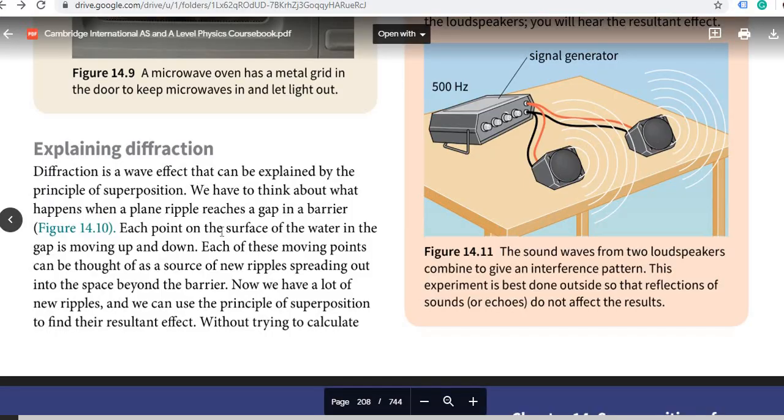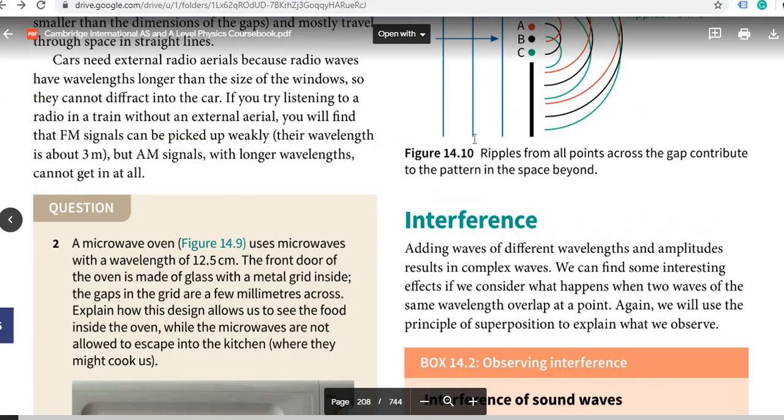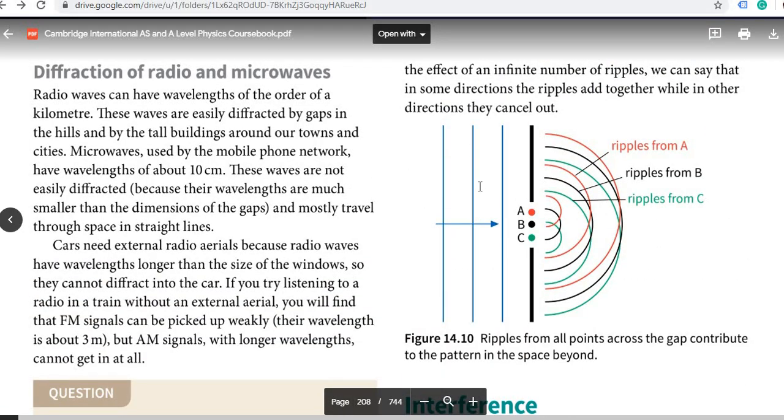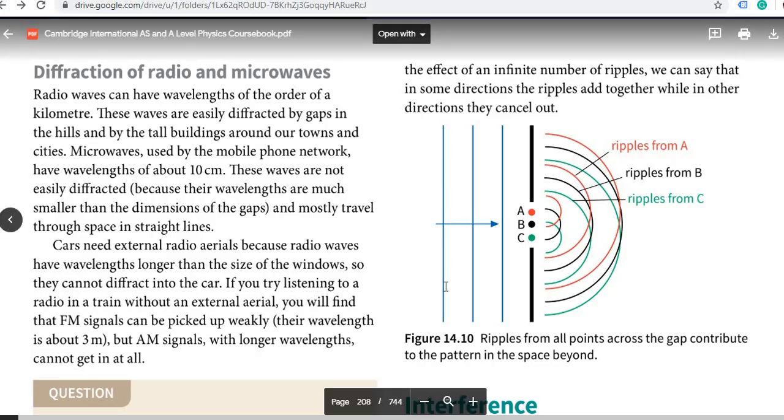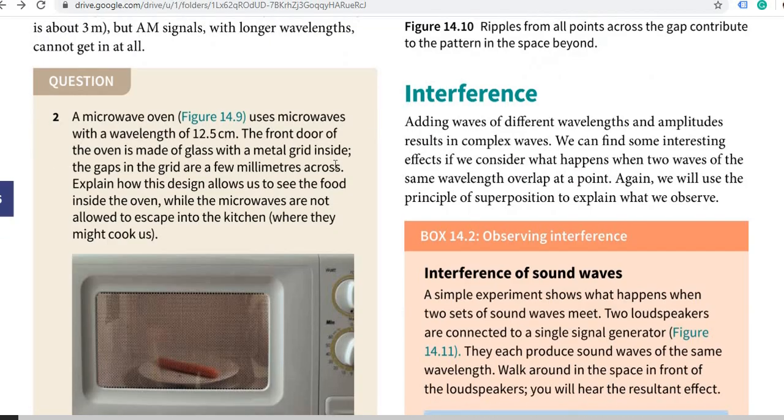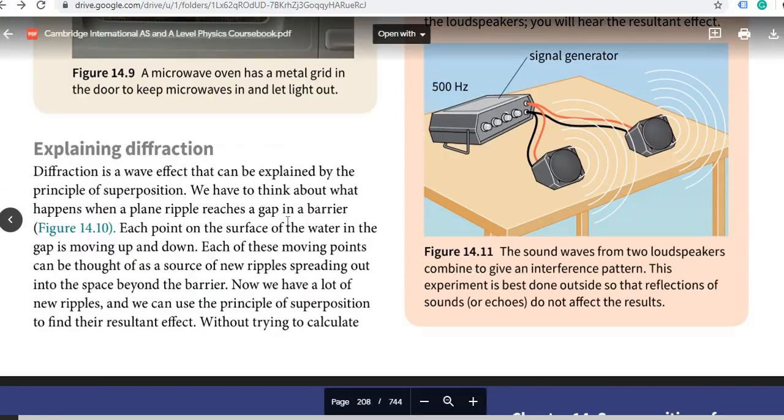Reaches a gap in a barrier. Each point on the surface of the water in the gap is moving up and down. Normally the wave fronts represent the crests of the wave. The top of the crest of one wave is like one wave front, and then this is the next crest. So we use another wavefront like this. Each of these moving points can be thought of as a source of new ripples spreading out into the space beyond the barrier. Okay, so that is when diffraction occurs, it spreads to the other side.